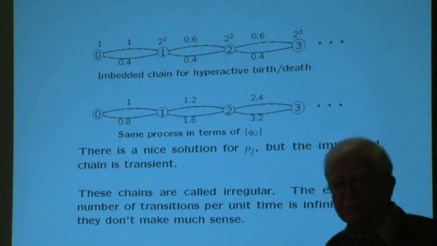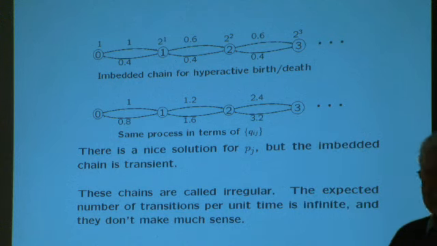It looks stable as far as the process is concerned. This is one example where you can't look at the process and find out anything from it without also looking at the embedded chain and looking at how many transitions you're getting per unit time.